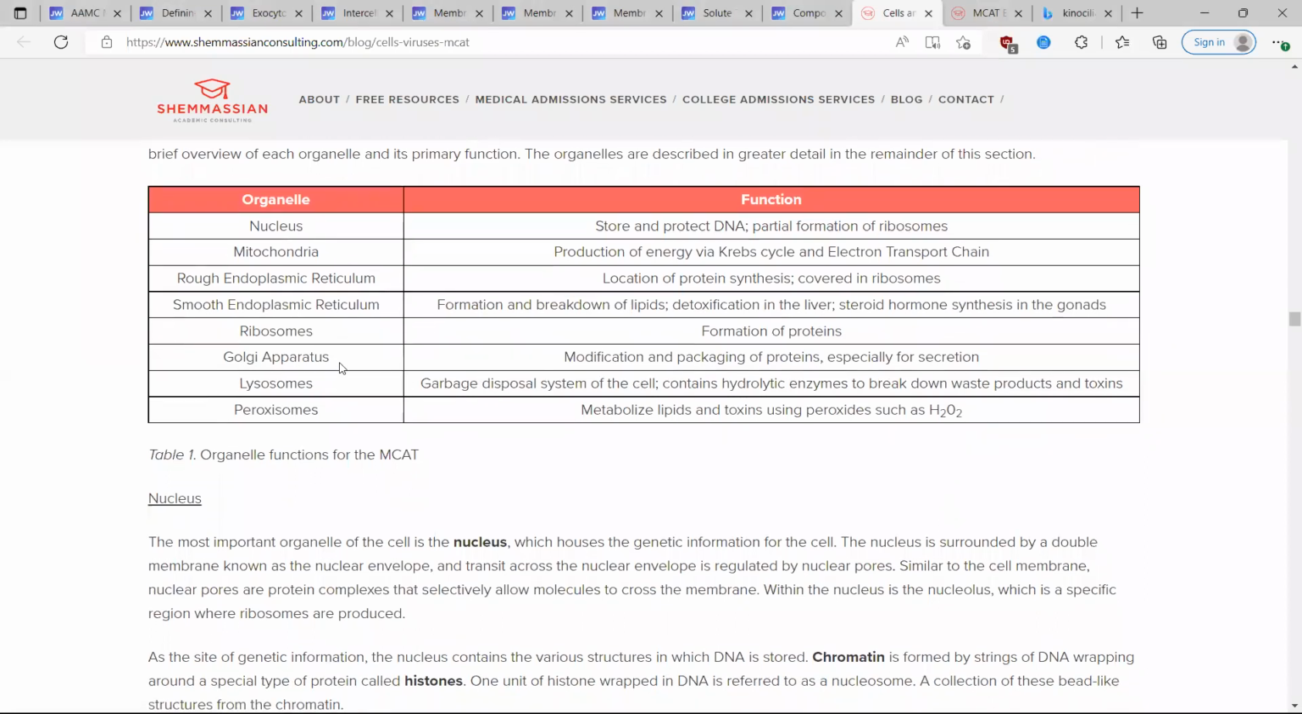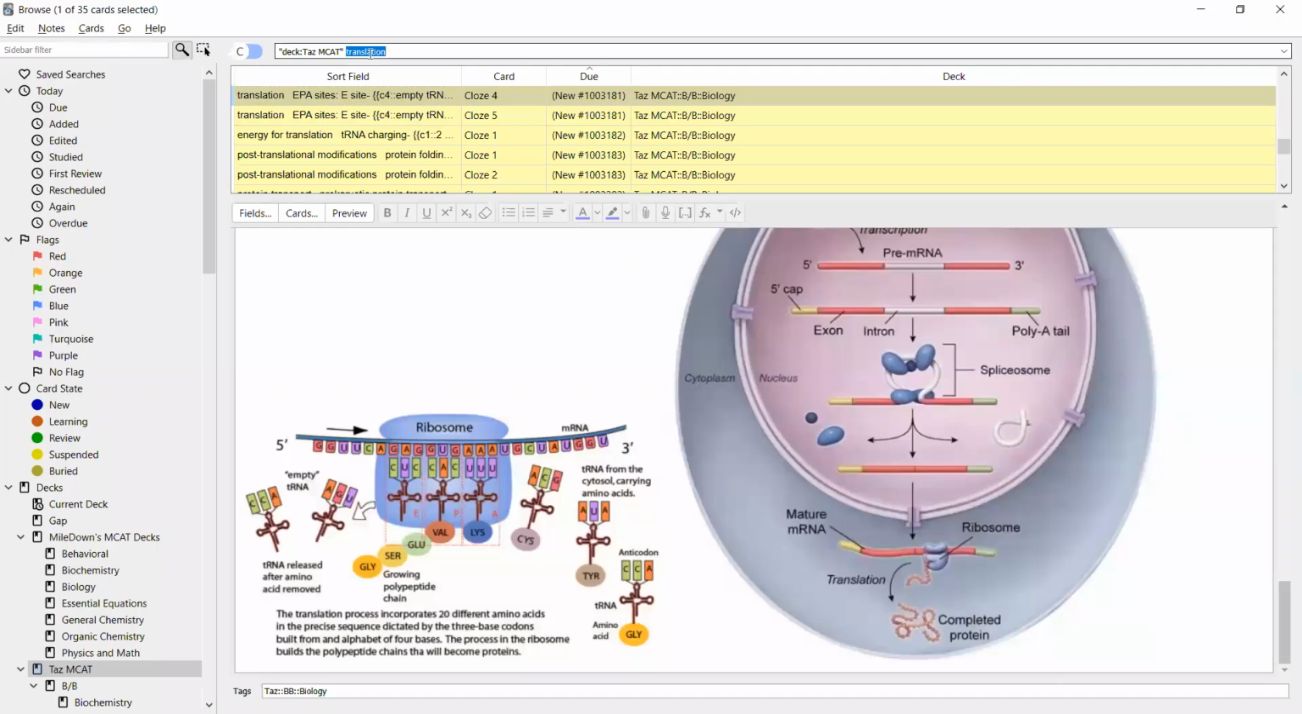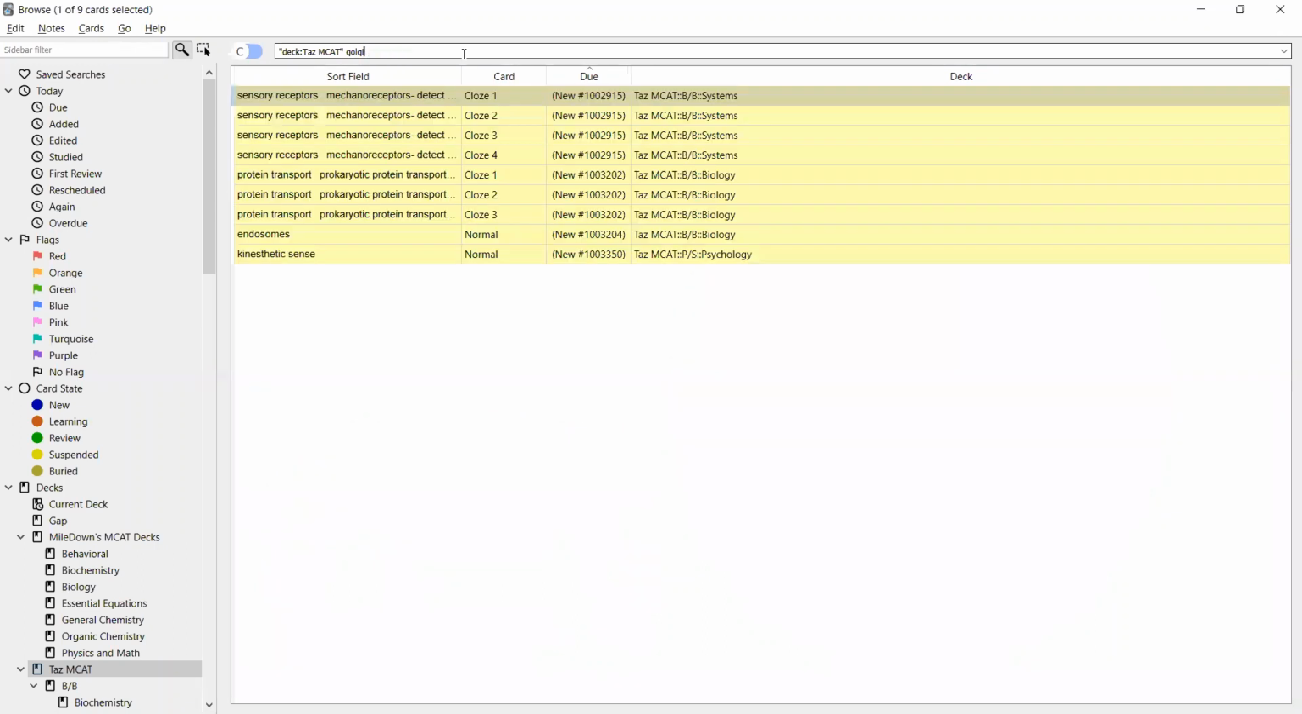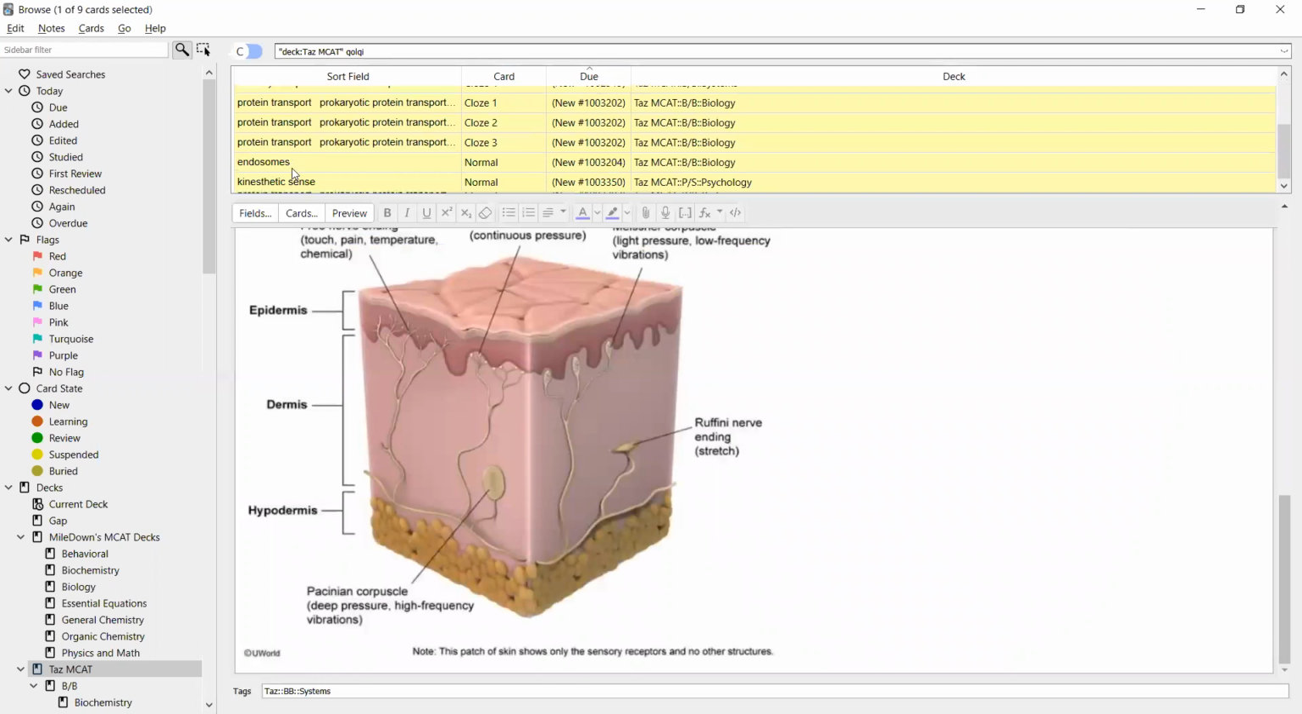The Golgi apparatus. I always heard of this as like the UPS of the cell. They modify and package the proteins, especially for secretion. What that means is they can help with putting stuff into vesicles for movement out of the cell. Golgi.